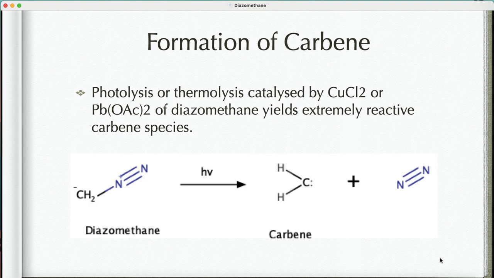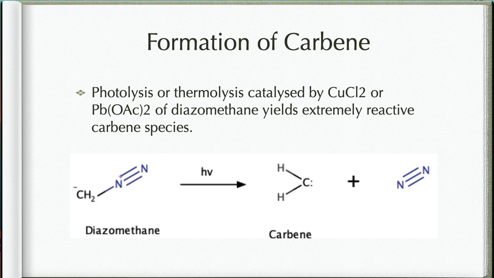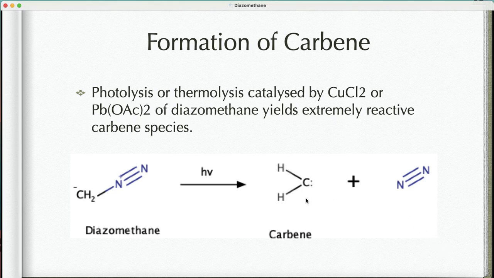Last synthetic application is the formation of carbene. Carbene is one of the reactive intermediates. Carbene is a divalent carbon species having 2 electrons. Diazomethane on photolysis, by using light, gives the carbene as the intermediate.